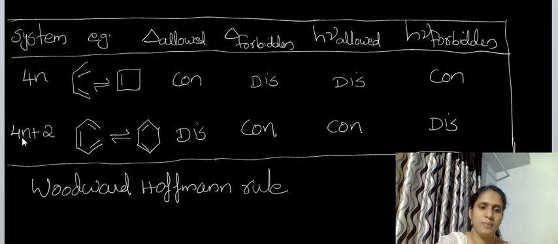Then in the case of 4n+2 system, that is C6 system, thermally allowed rotation is dis, thermally forbidden rotation is con, photochemically allowed rotation is con, photochemically forbidden rotation is dis. This is our Woodward-Hoffmann rule. This is the feasibility of an electrocyclic reaction or the mechanism of an electrocyclic reaction explained by Woodward and Hoffmann. Hope it is clear. Thank you.